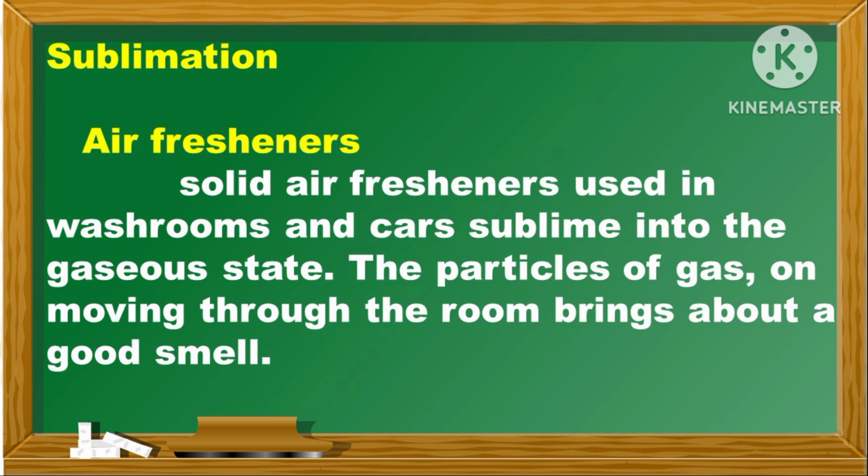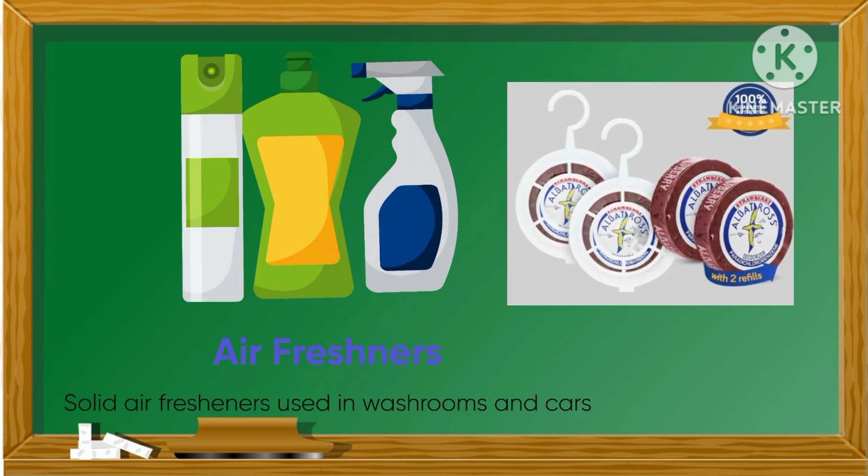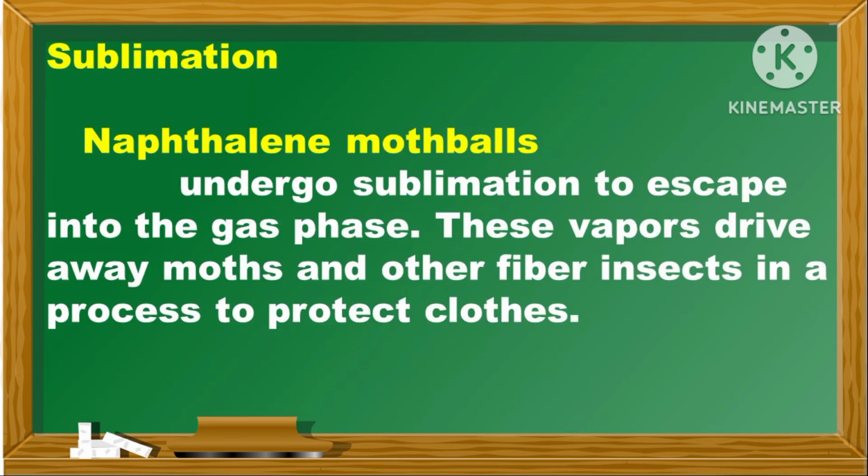The particles of gas moving through the room bring about a good smell. Naphthalene mothballs undergo sublimation to escape into the gas phase. These vapors drive away moths and other fiber insects in a process to protect clothes.